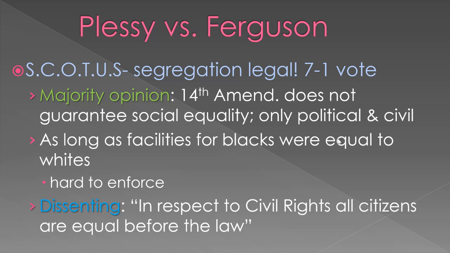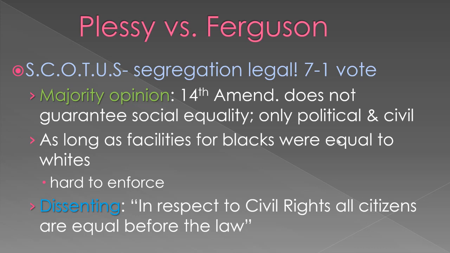As long as the facilities for blacks were equal to whites, it was constitutional. And we know that it's not, because none of the facilities thereafter will ever be equal. So the separate but equal is pretty much a joke, because there's no way that there's any equality in segregation. But unfortunately, this happens in 1896. This will be a part of the law until the 1950s. So we're looking at 60 years of segregation.